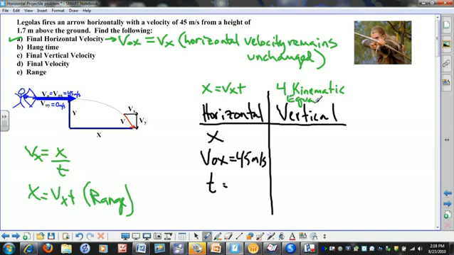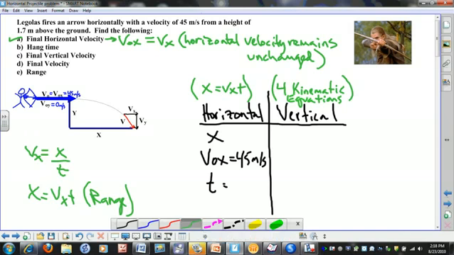The 4 kinematic equations will be used on the right side of the T chart that we have. It's always going to be one of the 4 kinematics, or maybe more than one of the 4 kinematics. But on the left side, on the horizontal side, it's always going to be the range equation, okay? All right, so make a note of that.